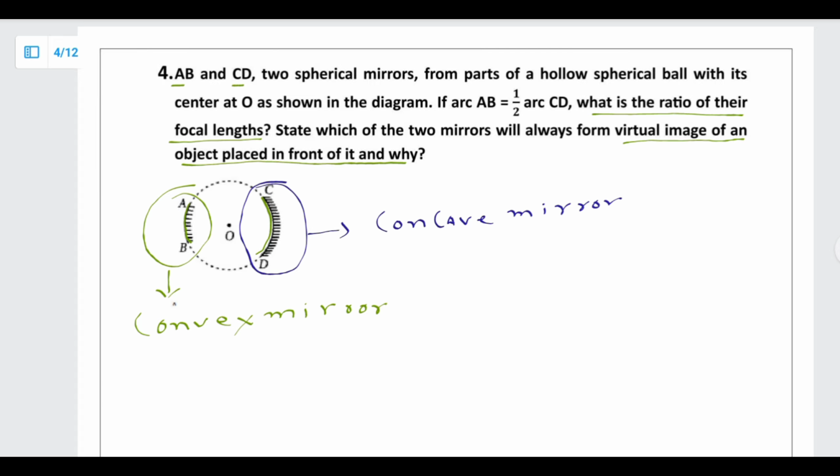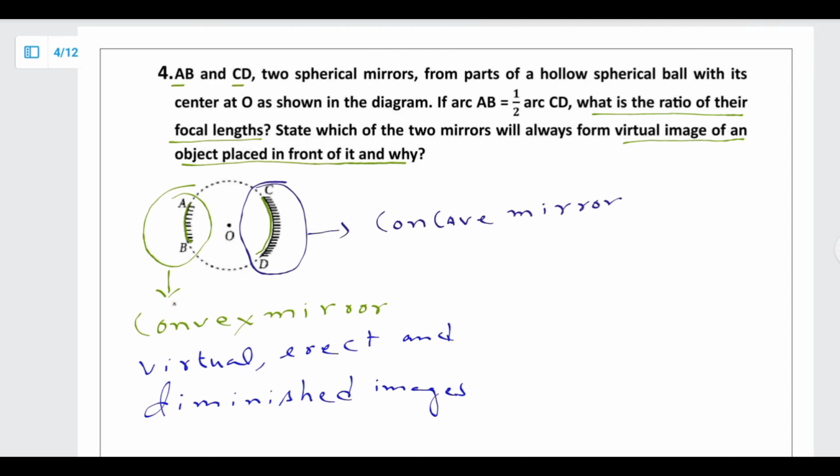Now we know that a convex mirror forms virtual, erect, and diminished images. And a concave mirror can also form virtual, erect, and enlarged images.